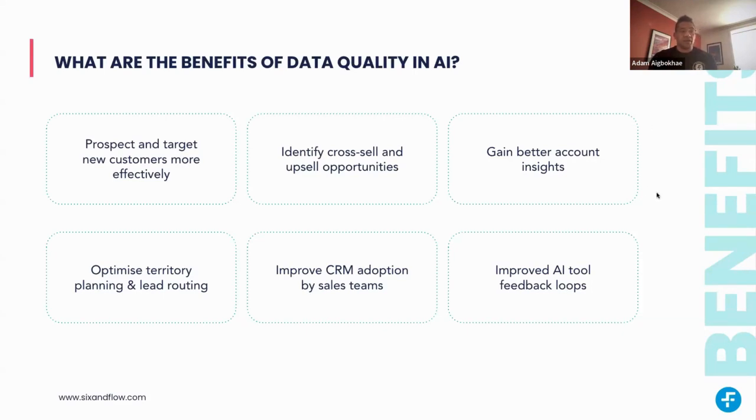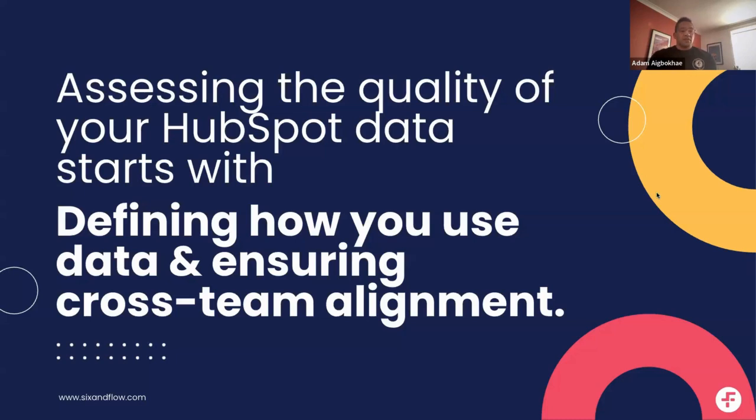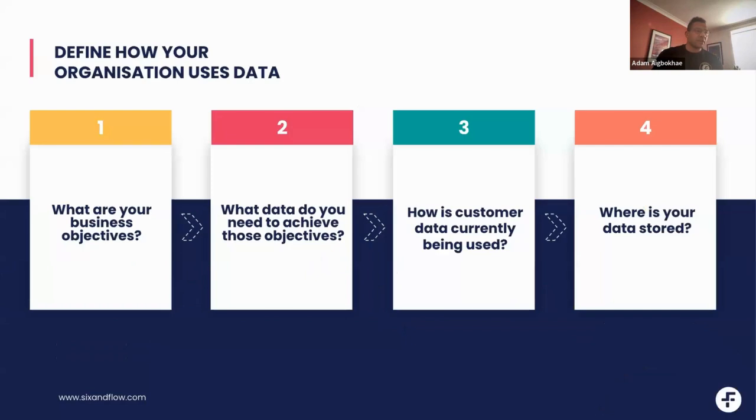But yeah, just moving on in this. The first thing that you need to do is actually assess the quality of the data in HubSpot. The best way to do this is to define how your different teams are using it and to create that cross-team alignment. That can be a little bit in the weeds, but to explain, you need to first define the objectives that your business is looking at, then link that to your data, then figure out how your customer data is being used, and then finally where it's being stored.